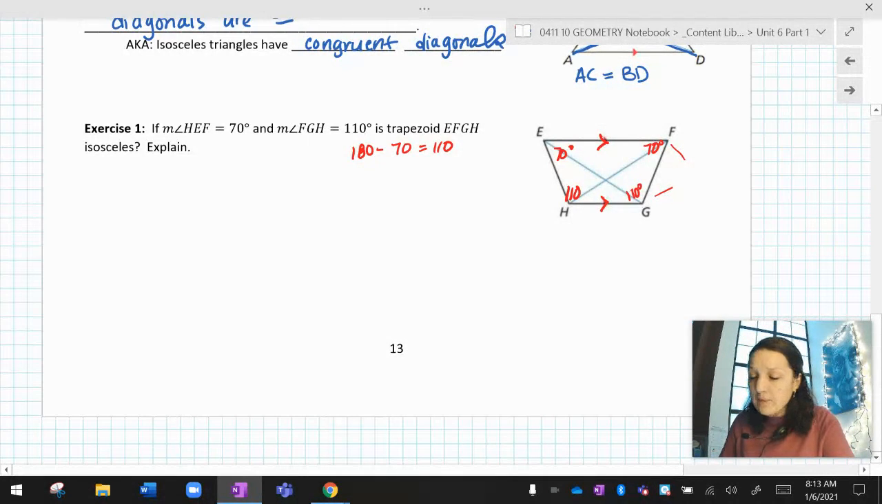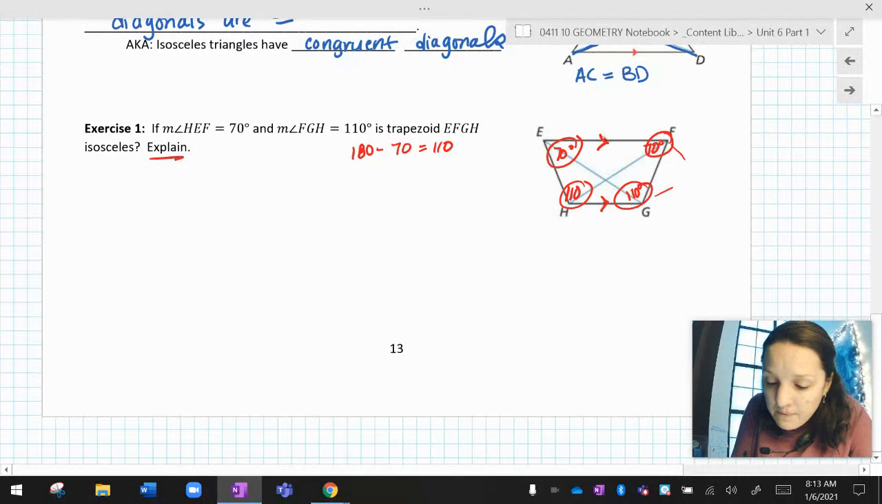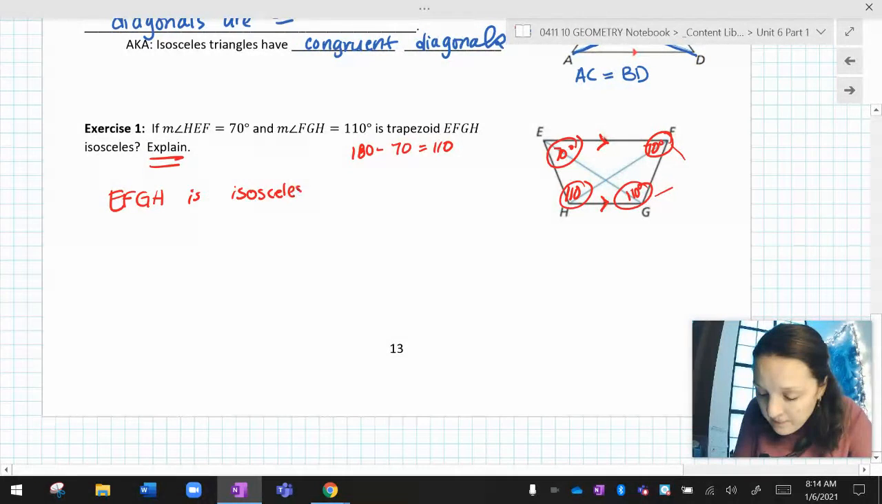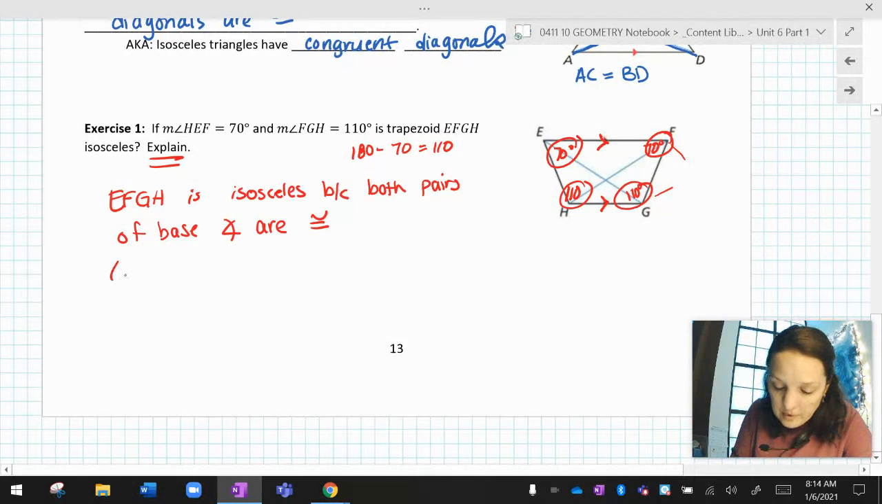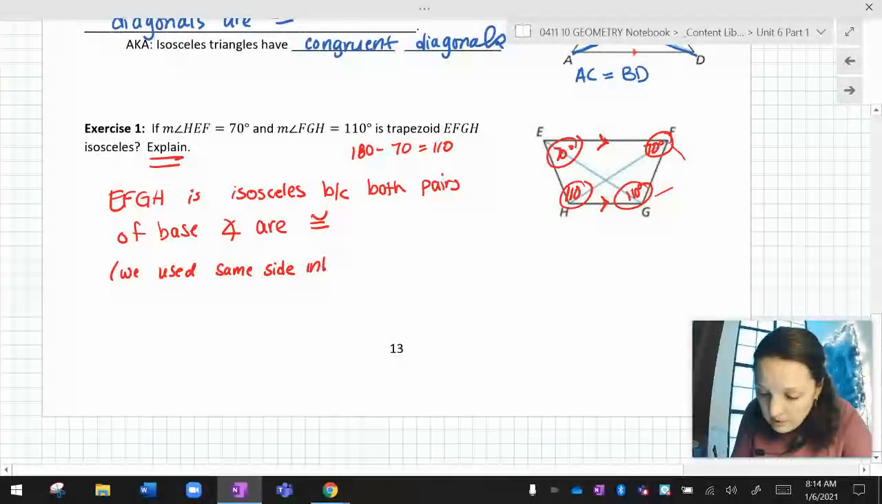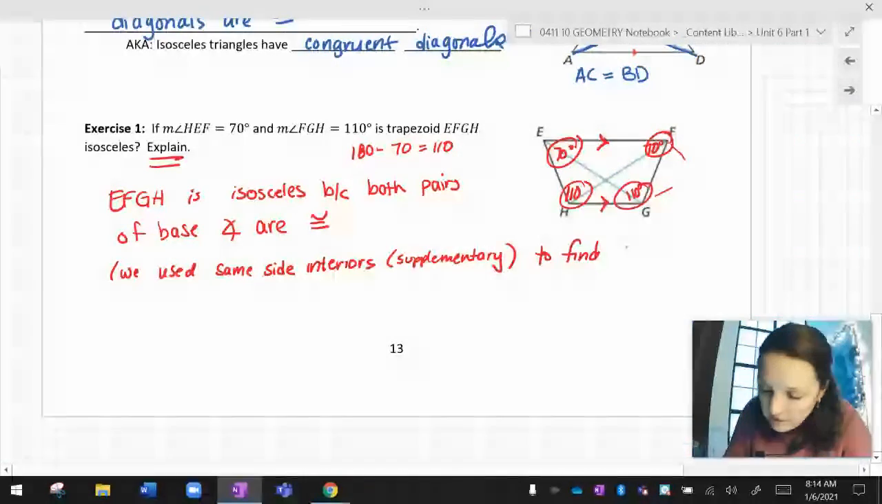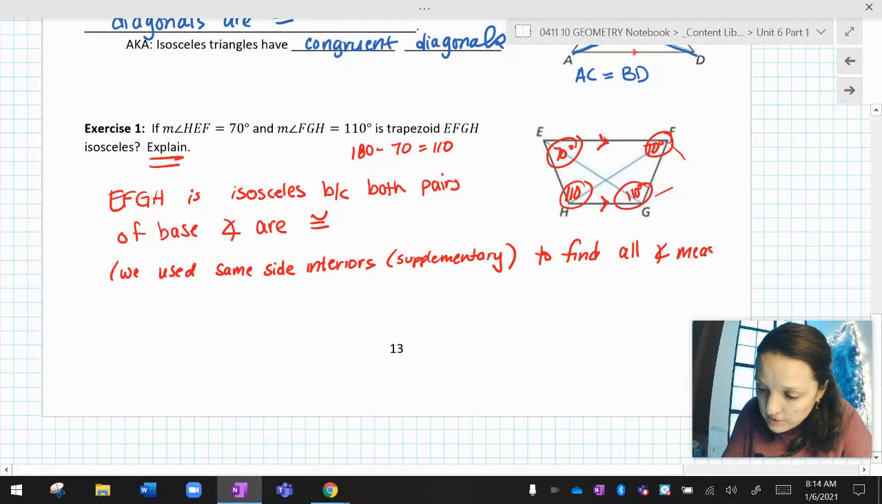Okay? And then wait, look at that. Both pairs of base angles are congruent. That makes this isosceles. So if I had to explain it, I would say EFGH is isosceles because both pairs of base angles are congruent. We used same side interiors, which are supplementary, to find all angle measures.